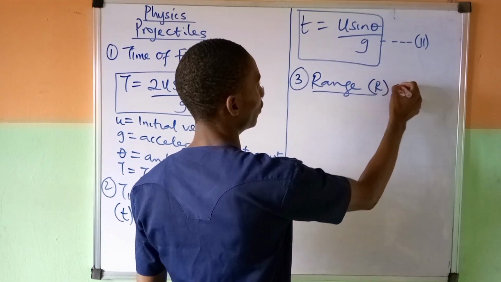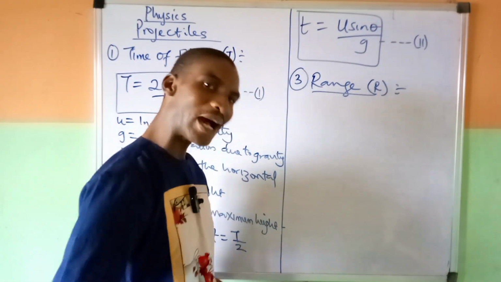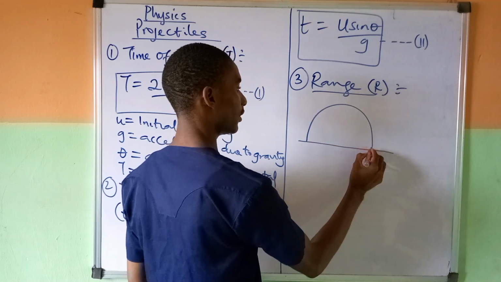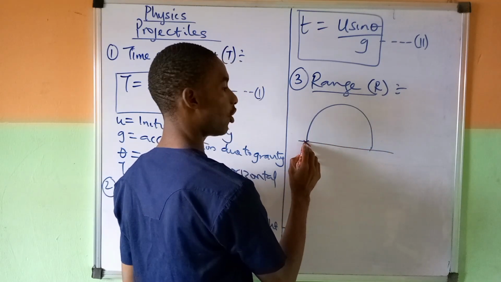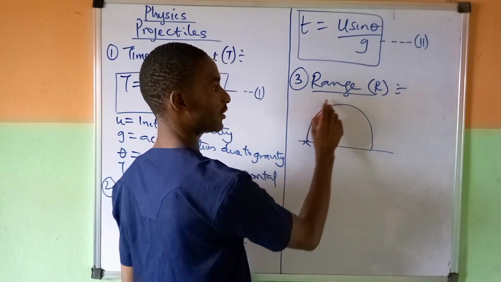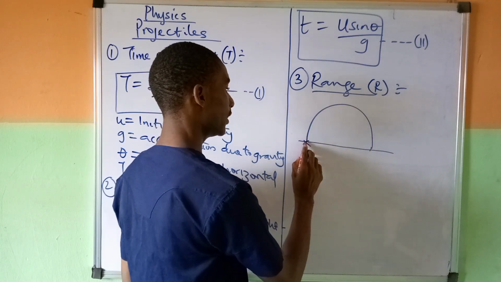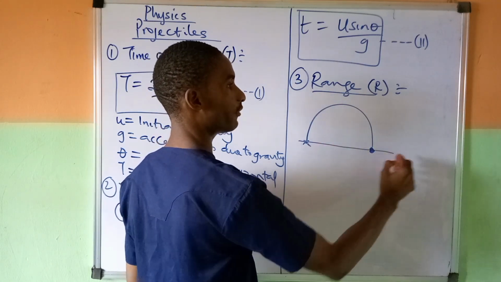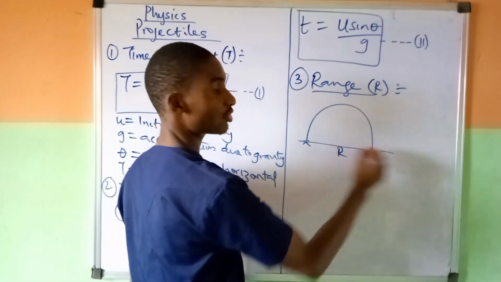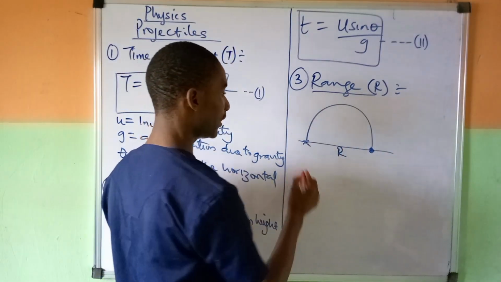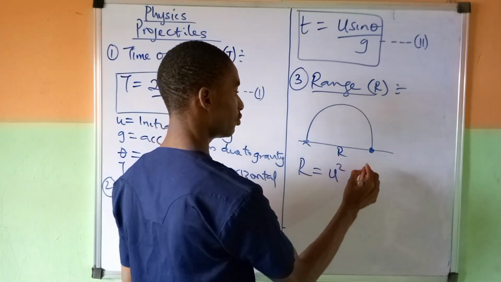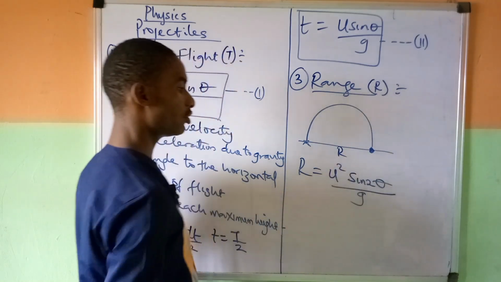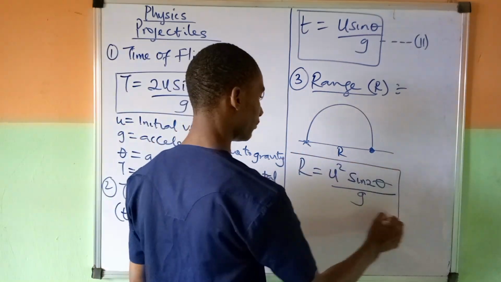And what is range? Range is the horizontal distance from the point of launching this object. So if I launch this projectile object into the air, the horizontal distance from this point to where it lands on that surface, that is the range. So this is the range, the horizontal distance. And it is given as R is equal to u squared sine 2 theta over g. u squared sine 2 theta over g.